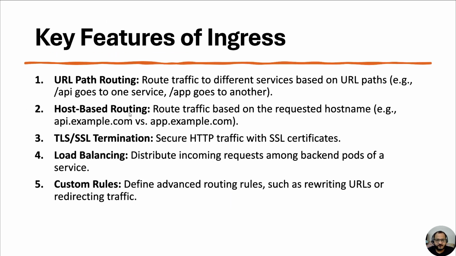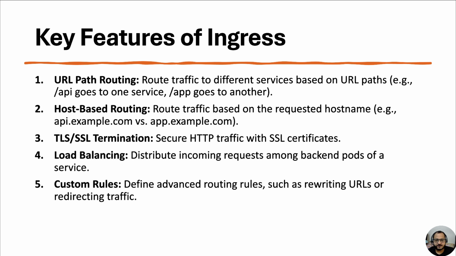So let's understand the features of ingresses. The very first feature is URL path routing: route traffic to different services based on the URL path. Suppose I have a domain called abc.com. If the same domain is used for multiple applications or services, we can do path-based routing, like abc.com/API, abc.com/services, abc.com/support. Like that, we can use a single domain or single IP and route the traffic to multiple services. That is called URL path-based routing.